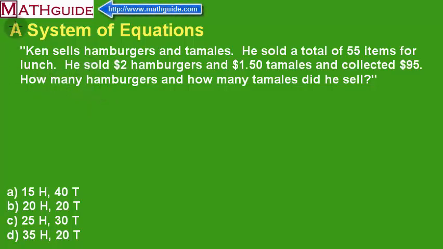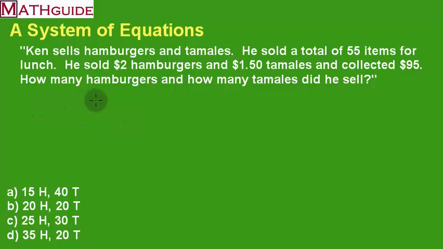Today we're going to take a look at a system of equations. We're going to take this problem and create a system of equations to solve it. Ken sells hamburgers and tamales. He sold a total of 55 items for lunch. He sold $2 hamburgers and $1.50 tamales, and he collected $95.